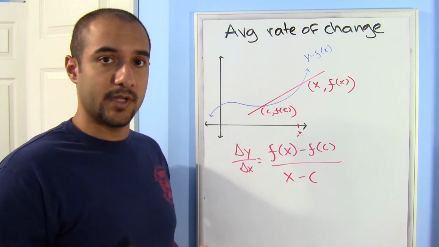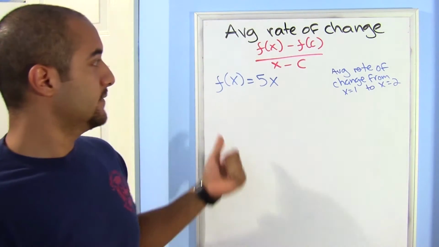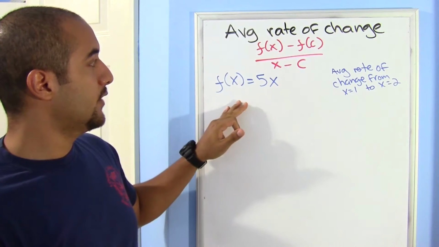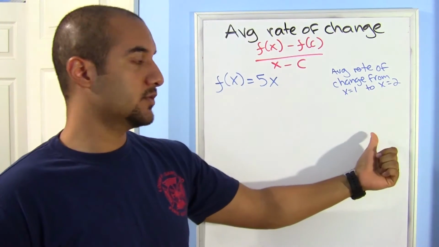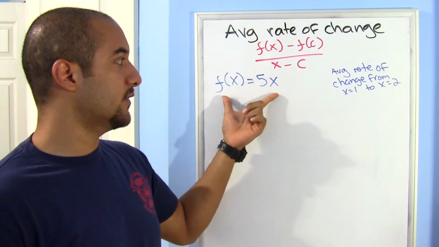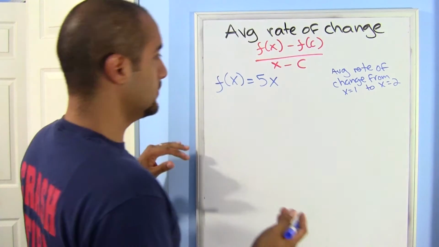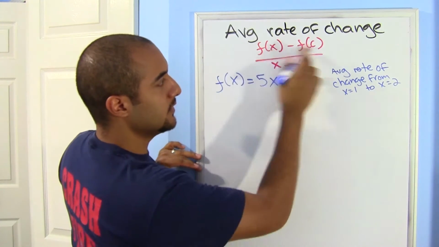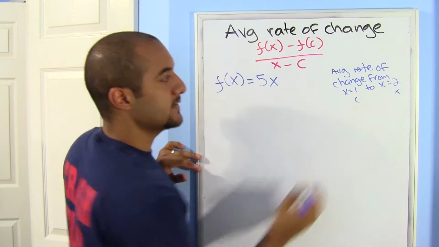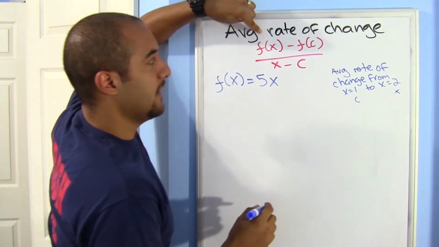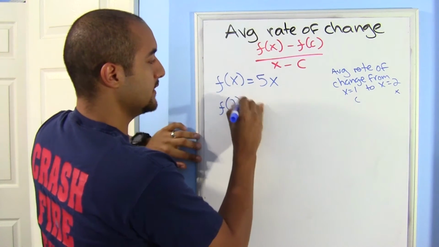Let's go ahead and try one out. Alright, we're going to start off with a linear function, and they're asking us to find the average rate of change from 1 to 2. What's happening in this function from 1 to 2? How much is changing by? So I'm going to go ahead and use this one as my x and this one as my c. Now notice that I have to find out f of x, so that means that I have to find out how much f of 2 is.